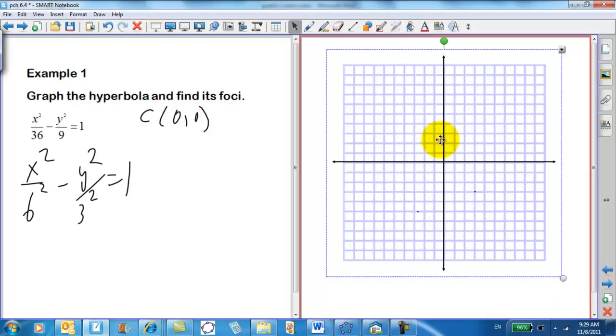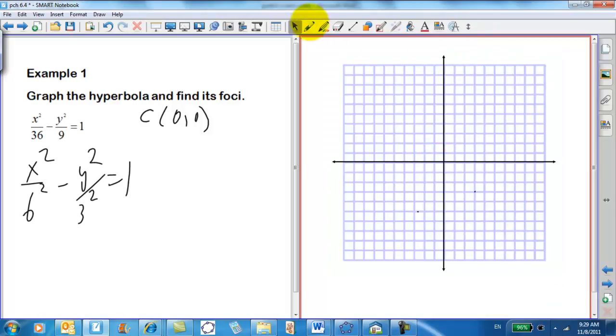So we have our center at the origin, and we're going to put points at 6 each way in the x. 1, 2, 3, 4, 5, 6. And back 6 in the x. So those are the vertices at 6, 0 and negative 6, 0.